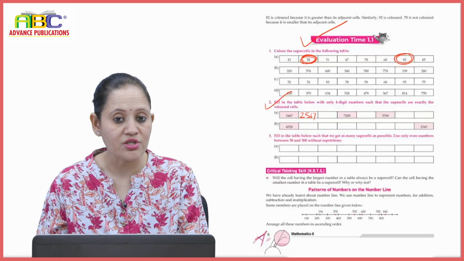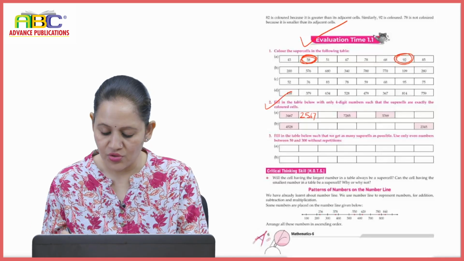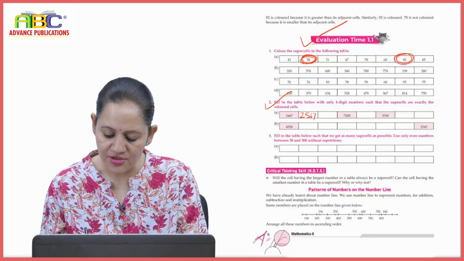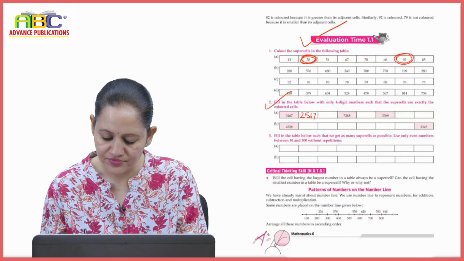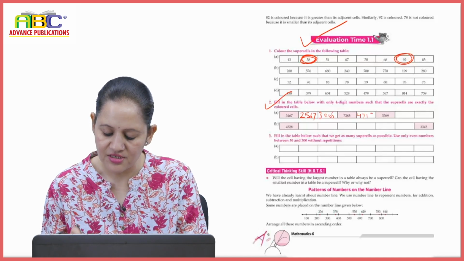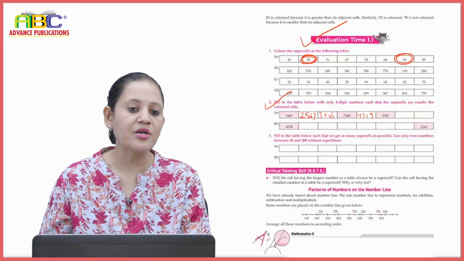7285 is also a supercell. So here you can write 3005 and 4000. In this way you have to fill in the numbers.